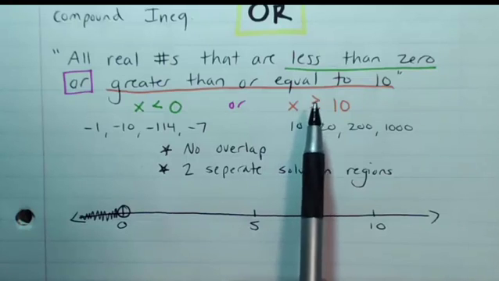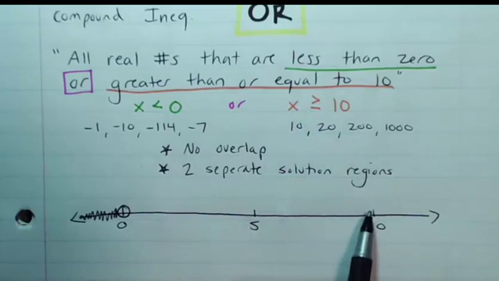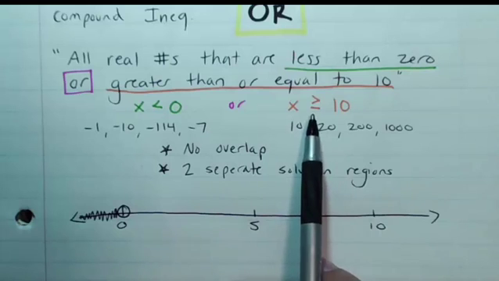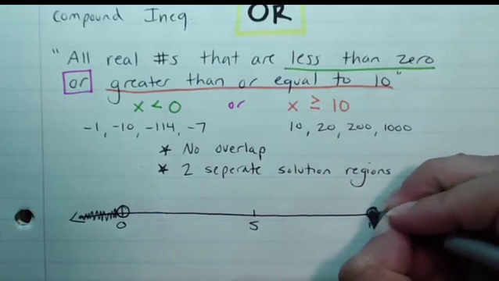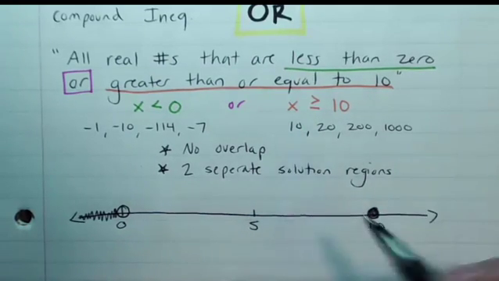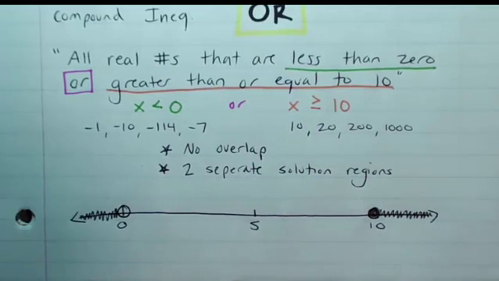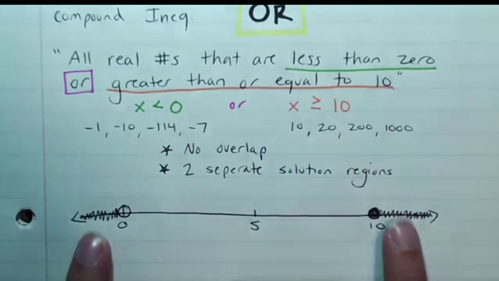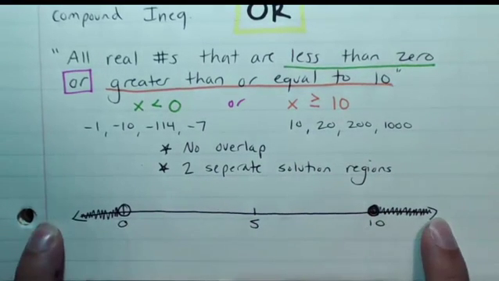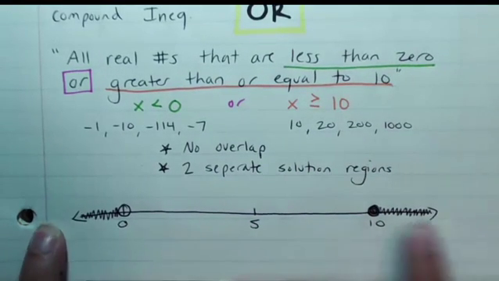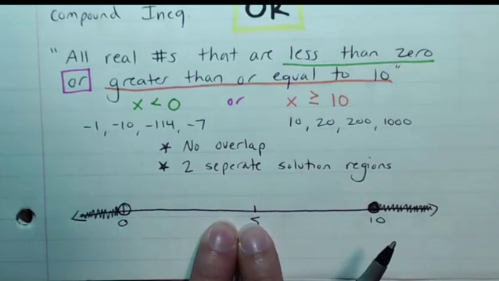Second inequality. x is greater than or equal to 10. Open or closed circle? Should be closed. And if it's greater than or equal to 10, everything to the right is shaded. All these numbers would be greater than 10. So if you notice, with an OR compound inequality, we're shading opposite directions. When it was an AND, they were shading inside and overlapping.